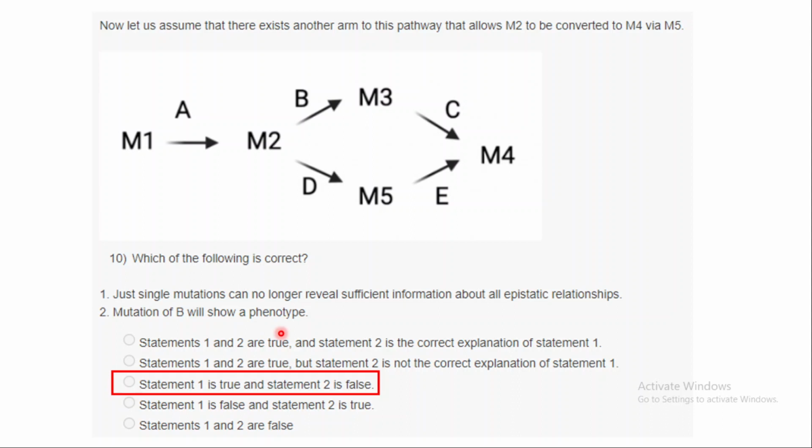Actually, the one that you answered based on M4 creating a phenotype is very correct. But here what the question means, which is not said in the question, is a mutant phenotype. So mutation of B, will it show a mutant phenotype?